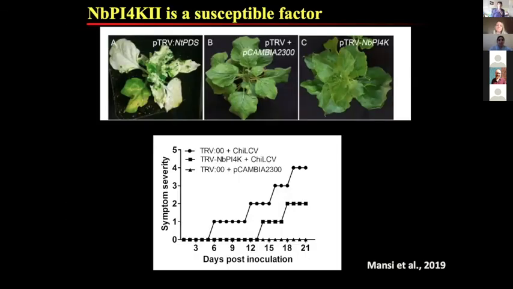Then we performed the silencing of this host factor in Nicotiana benthamiana and found that upon silencing of the gene, there is drastic reduction of viral symptoms, and the onset of the symptoms was also delayed. So we concluded that this PI4 kinase is a novel host susceptibility factor, which is exploited by the virus for its own pathogenesis. My experience of working with solanaceous plants like Nicotiana benthamiana, Nicotiana tabacum, and Capsicum annuum will help me with the current project, which is on potato. Next.